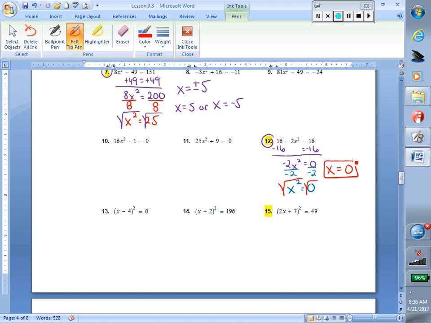If we look at number 15, just a little bit different look at things, now it's not just an x squared, now we have this whole expression in the parentheses being squared. Since that whole expression is being squared, to undo the squared, we take the square root of the entire expression. Taking the square root just gets rid of the squared. The 2x plus 7 doesn't change.